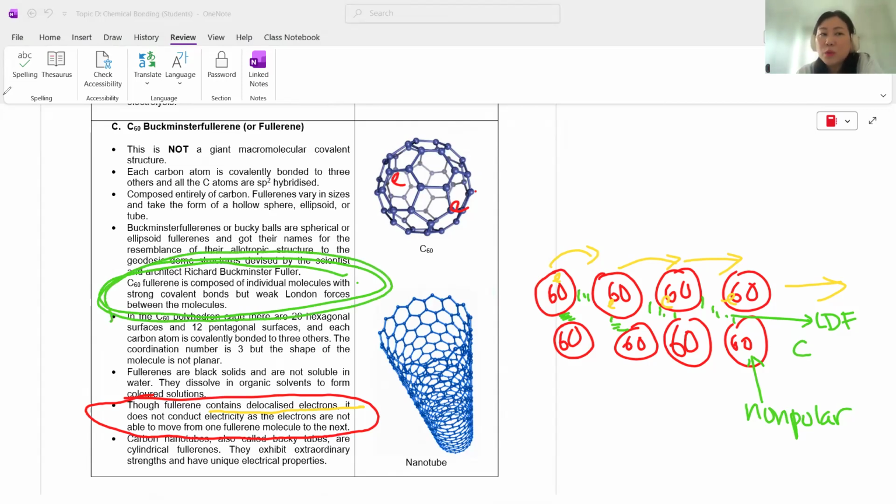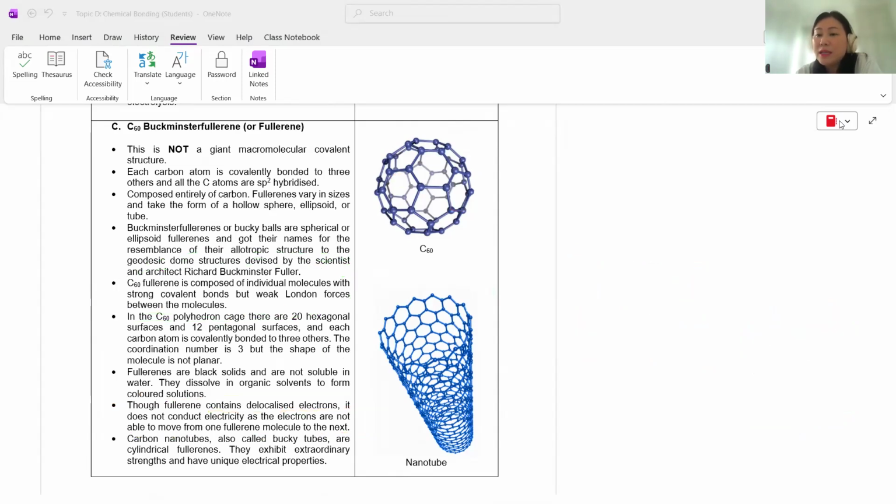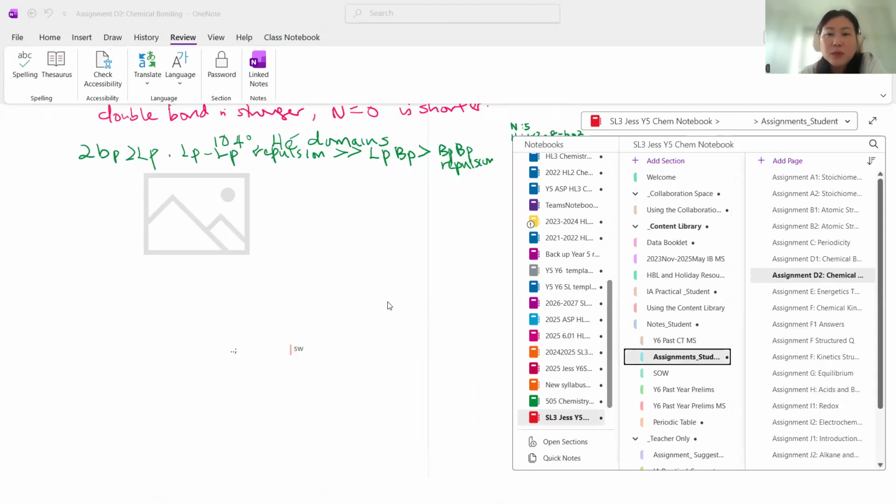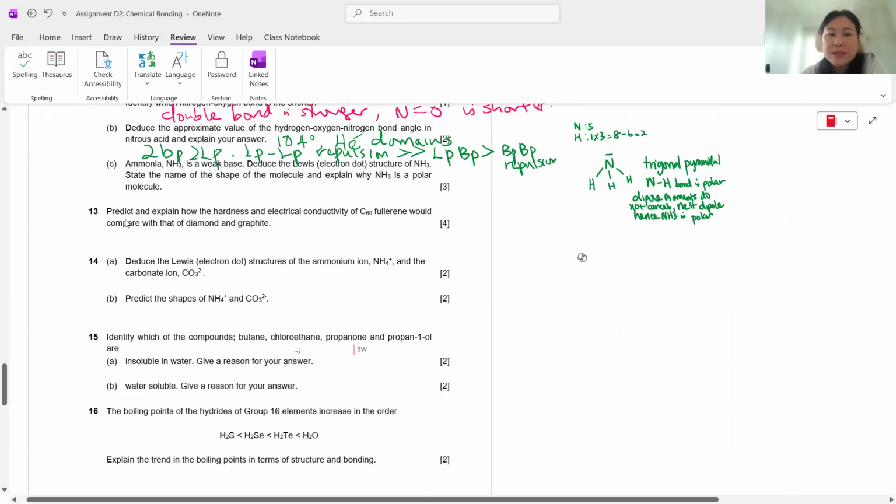All right, so after a quick revision of these 3 things in the question, let's go back to the assignment and look at the question one more time. So they say predict, explain the hardness, which we have already covered, conductivity compared to diamond and graphite. So you try to write it out in your own words, but we have already gone through all the points that's needed for this question.